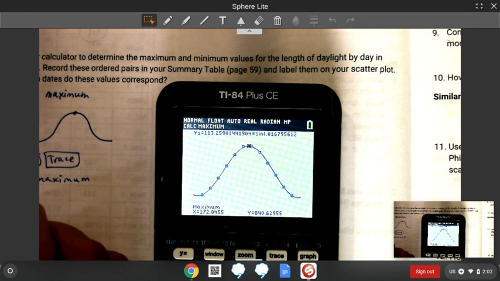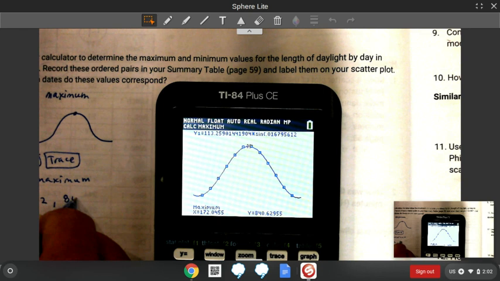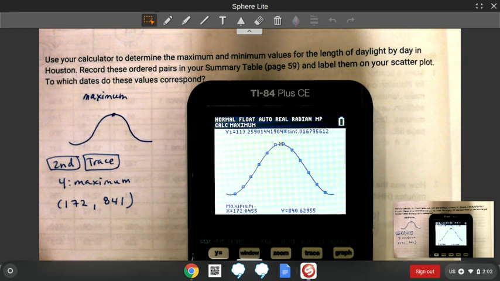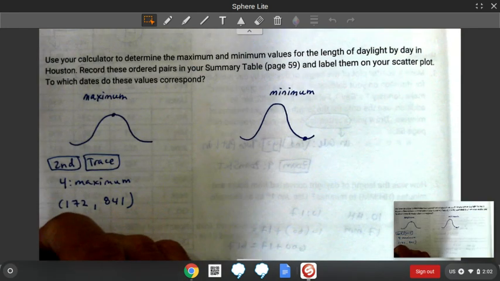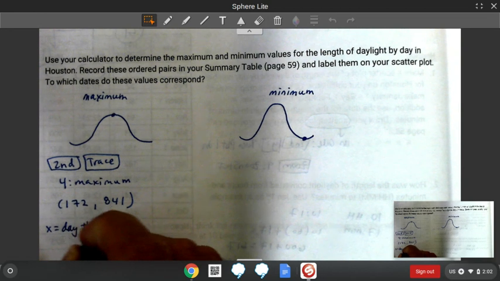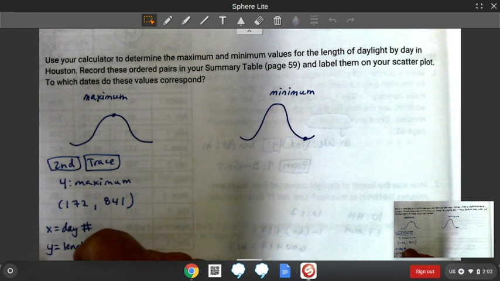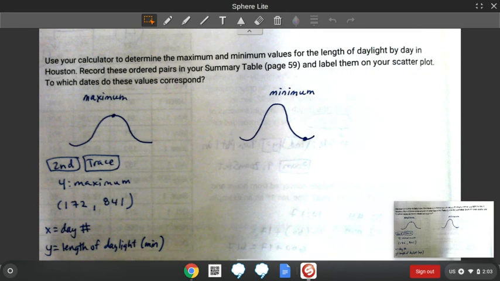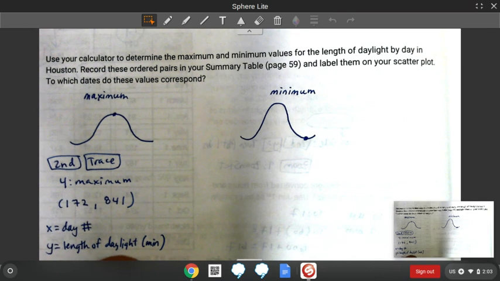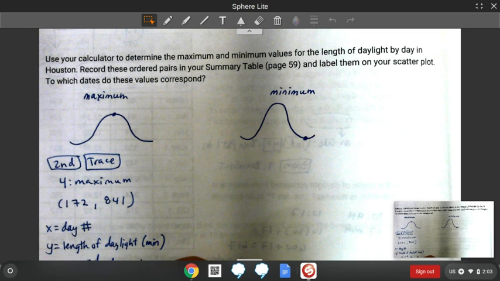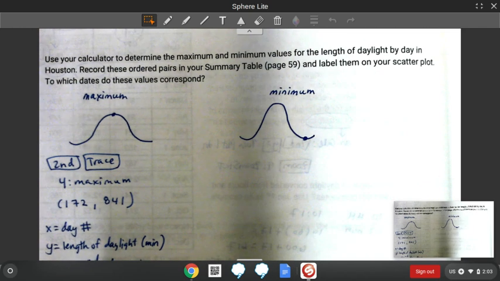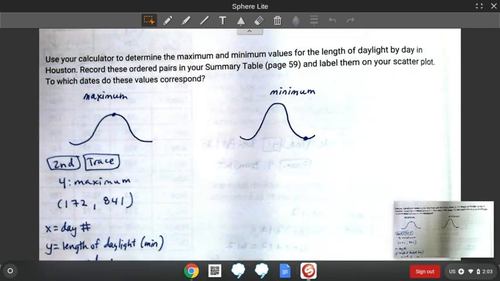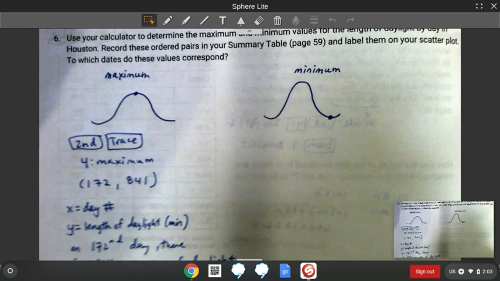So that maximum for us is 172, 840, and since it's 0.6, I'm going to round that to 841. So what does that mean? That X value, remember, was day number. The Y value was the length of the day, of the daylight in minutes. So this says on the 172nd day, there is 841 minutes of daylight. Now, what does that mean?